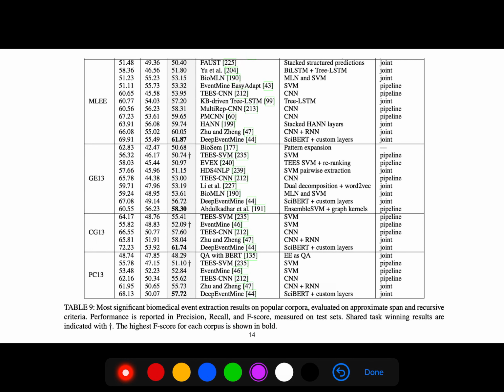And you see different datasets, different F1 scores, different methods. You either train in a pipeline, like traditional pipeline methods, but if you do it jointly, then it may lead to better generalization.